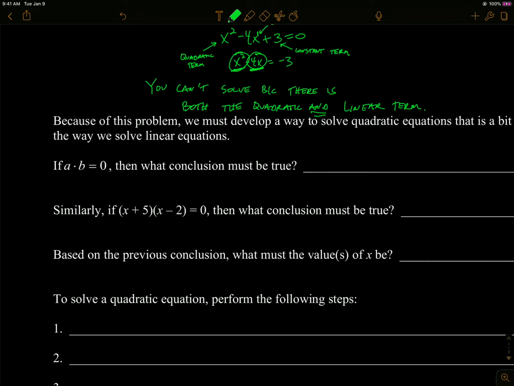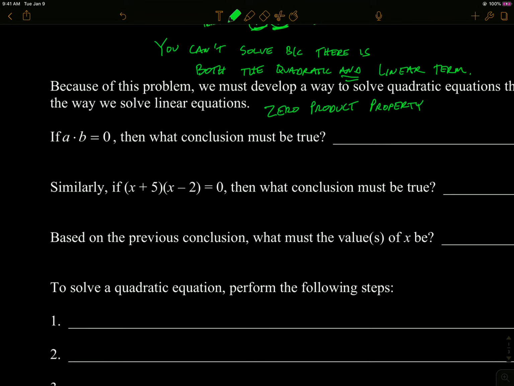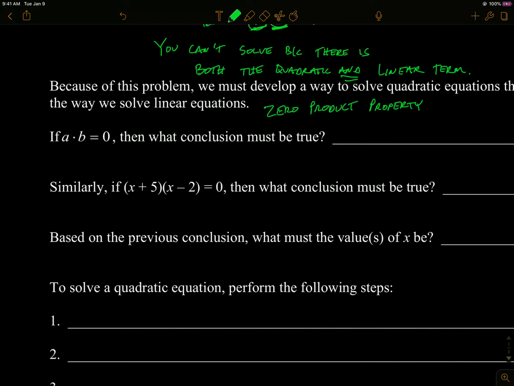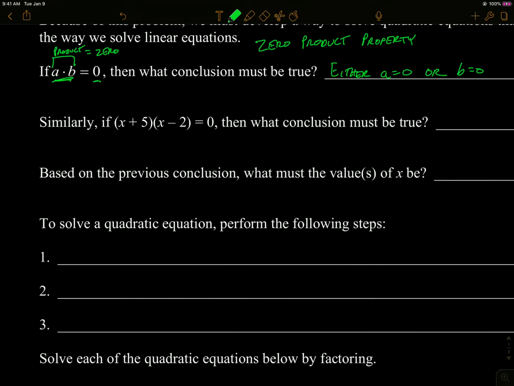So we're going to get into the zero product property here. Just to remind you of what it is, this is how we're going to solve these, by employing the zero product property. This is the property: if a times b equals 0, then what conclusion must be true? Either a has to be 0 or b has to be 0. That's because this is a product, two things multiplied together. And when a product equals 0, that means each factor can be 0 to solve.